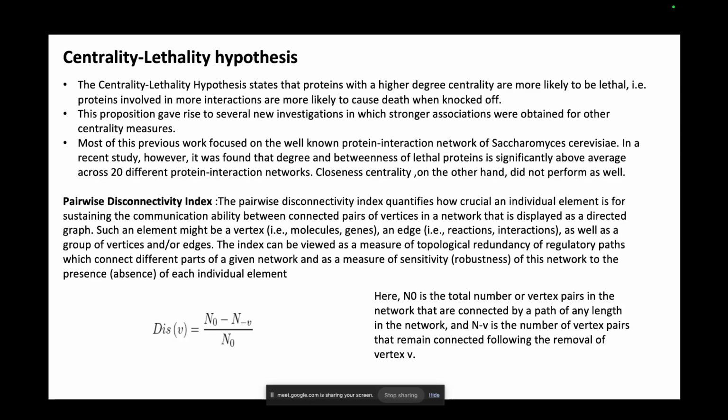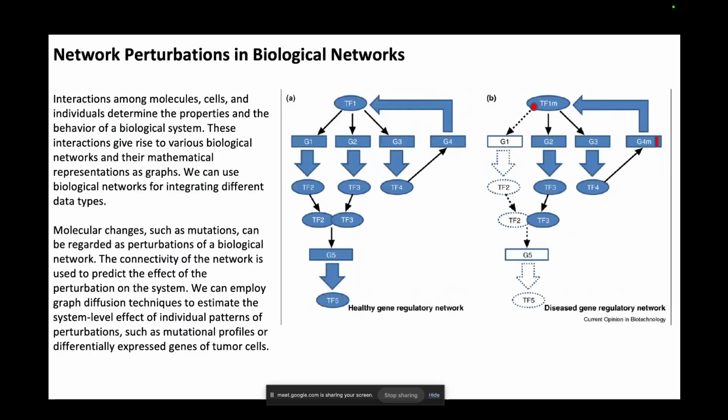So the lower dissortativity means, lower disconnectivity, sorry, not dissortativity. Lower disconnectivity means more resilient is your network. So if your n v is 0, n naught by n naught becomes 1, which means if n v is 0, then if you remove a particular node, the whole network collapses. So it's a form of least resilience or robustness.